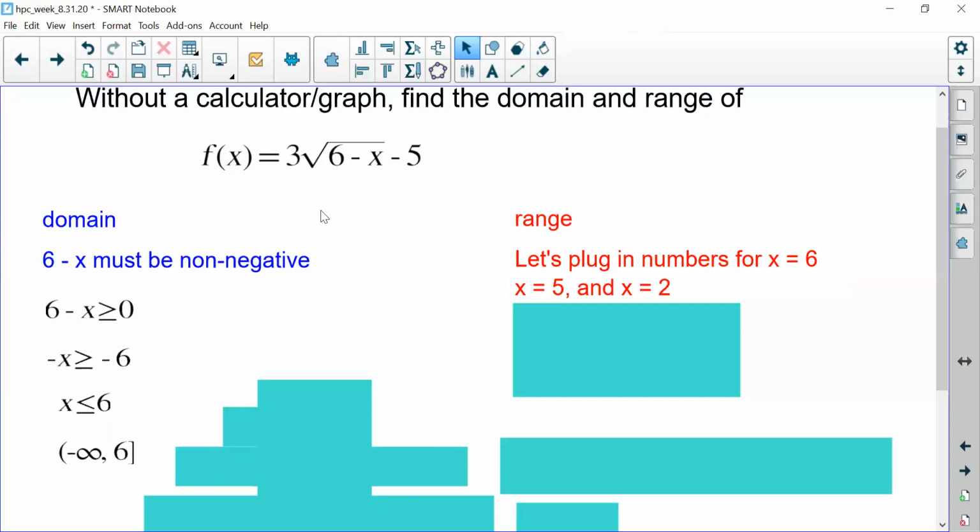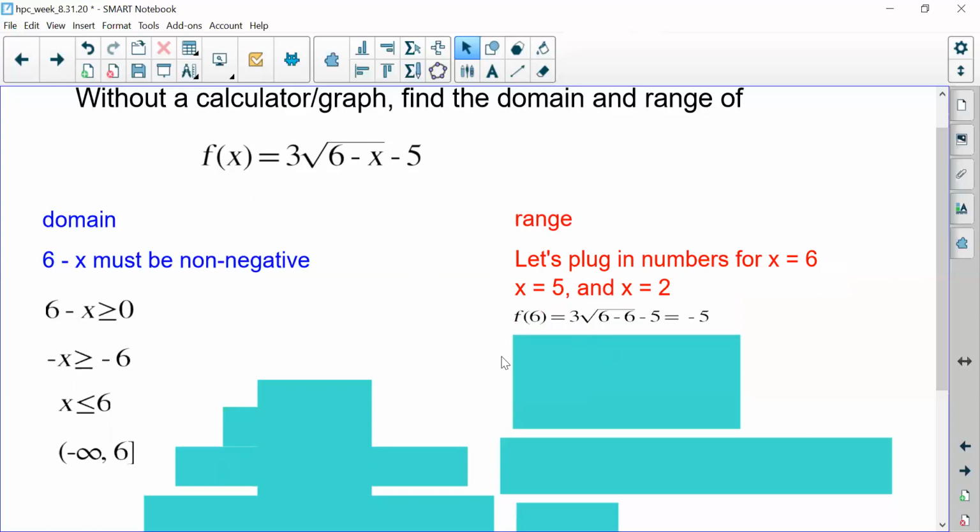I know that the biggest number this function could ever receive is 6. So let's see, what does this function produce when x is 6? When x is 6, I get -5. So -5 is a range value. What about, and then the domain continues, it's less than 6. So what about 5? If x is 5, then my range output is -2. So that's my second range value.